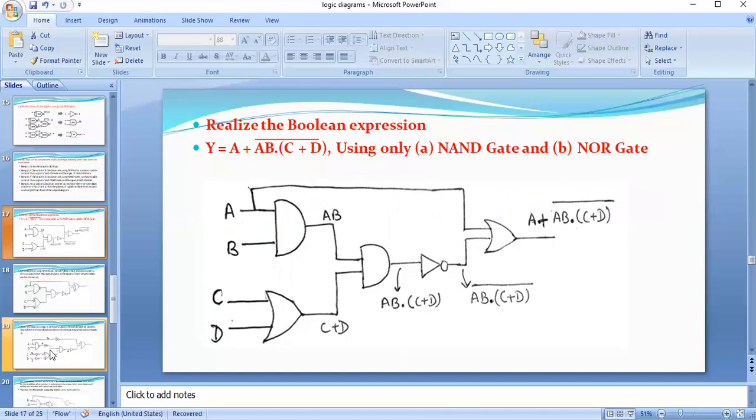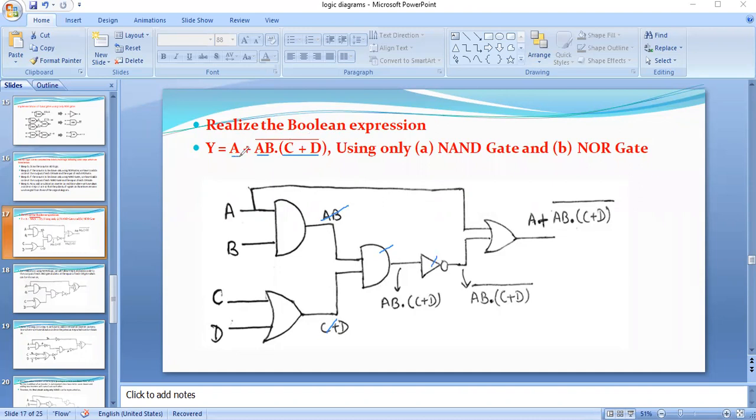That means AND gate, OR gate, and inverter. See here, AB. Here I'm taking AB as one product term, so we use one AND gate. After that, C plus D. These two are basic gates. After that, in between these two terms, what do we have? A dot operation, so here again I'm taking an AND gate. After that we have a complement bar, so we have to use an inverter.